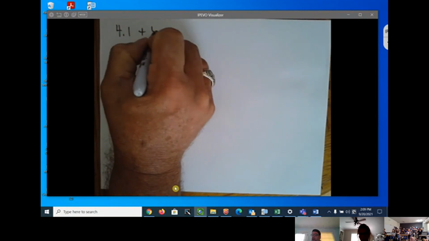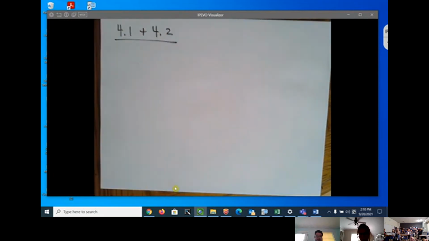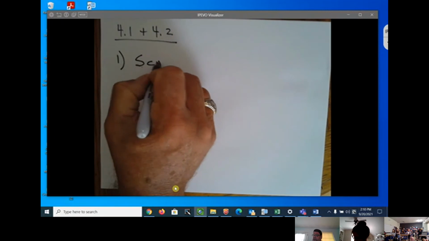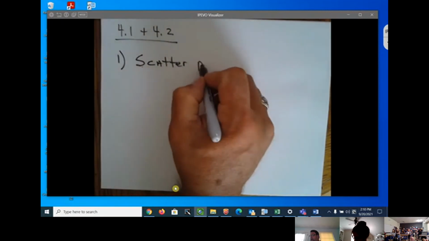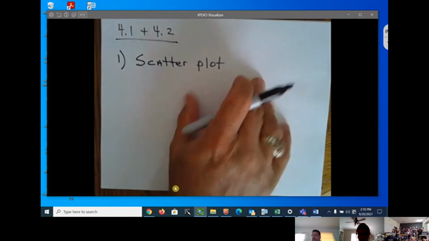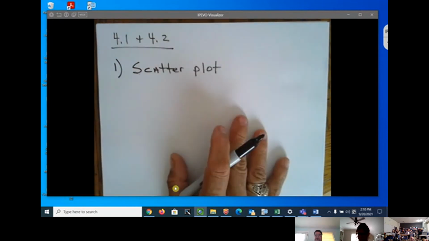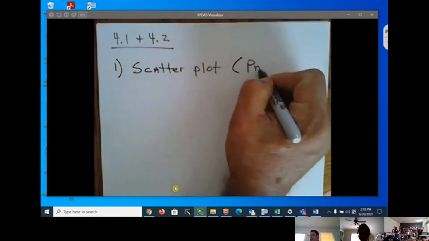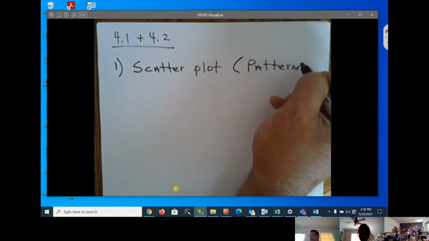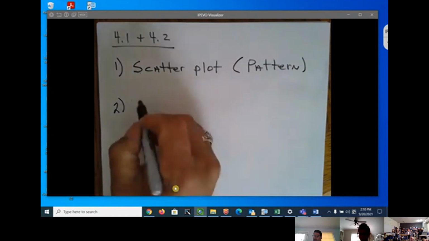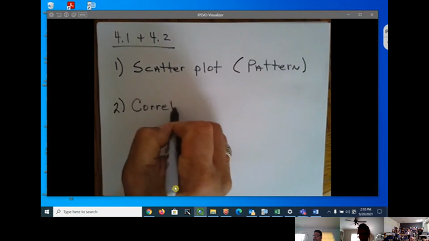4.1 and 4.2 cover the following things. Number 1, correlation or scatter plot. A scatter plot is basically a graph of points. You do not connect them, you just plot them. And you look for a pattern. And number 2, the pattern is going to be called correlation.